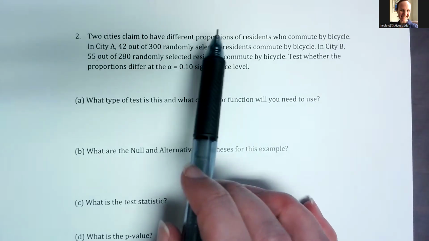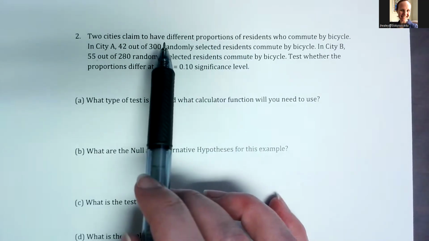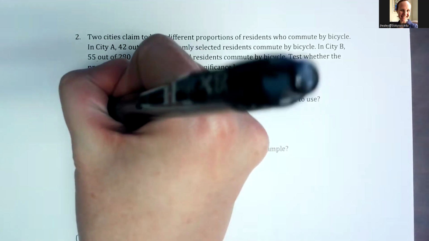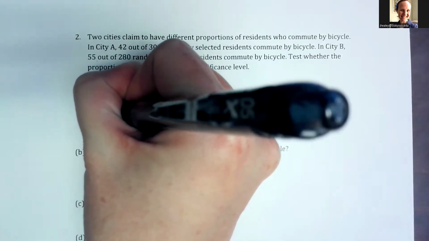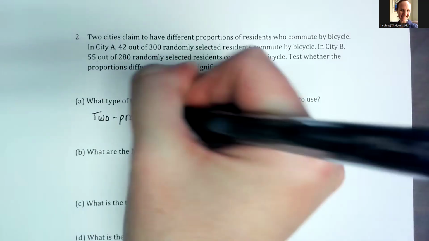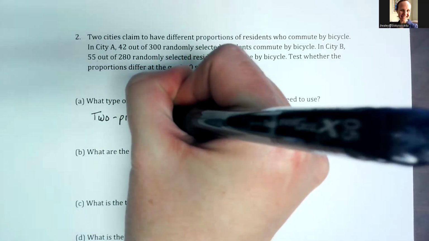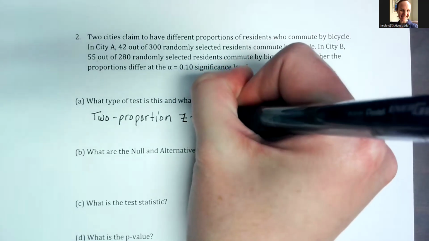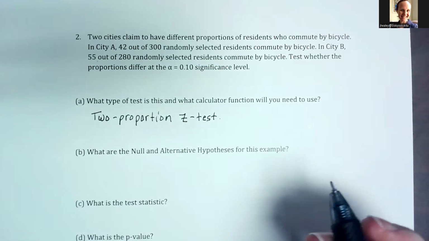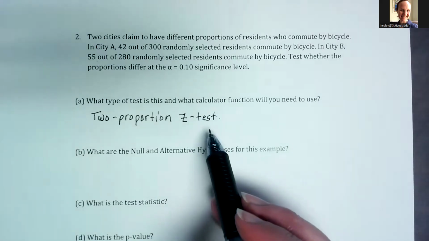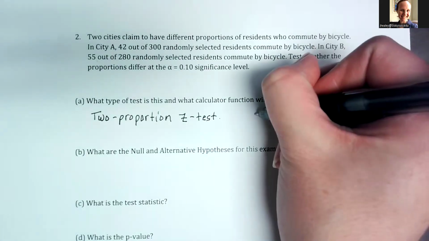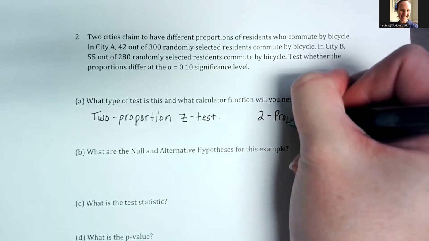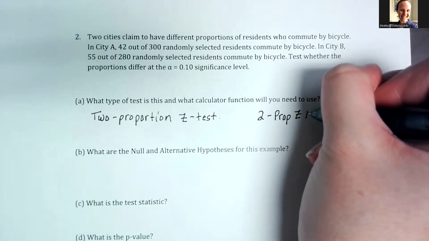We're definitely talking about proportions, and they actually gave us two sets of proportions here. So we have a two proportion z-test. All proportion tests are z-tests, so it's definitely a z-test. And when we go to put this in the calculator, we're going to use the two prop z-test.